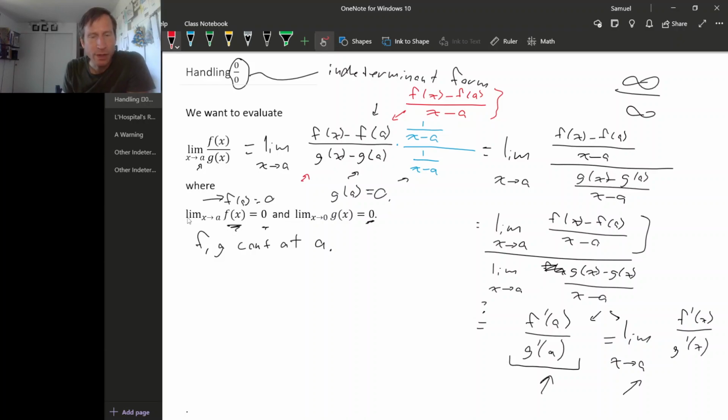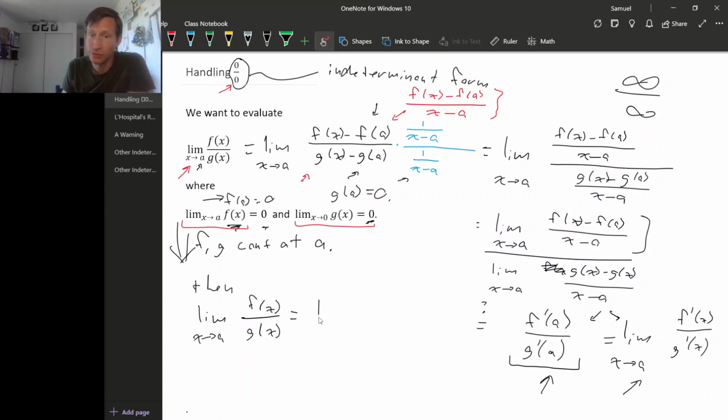But the fact that we're getting at here is, if you want to know a limit like this, where you're getting 0 over 0, and the limit of the numerator is 0, and the limit of the denominator is 0, then these things imply that the limit that we want, the limit as x goes to a of f of x over g of x, is equal to the limit as x goes to a of f prime of x over g prime of x.